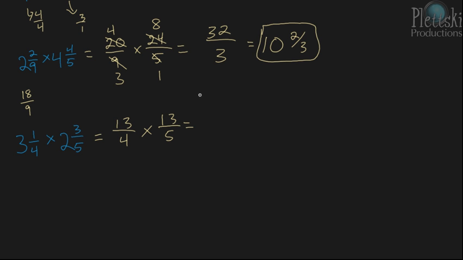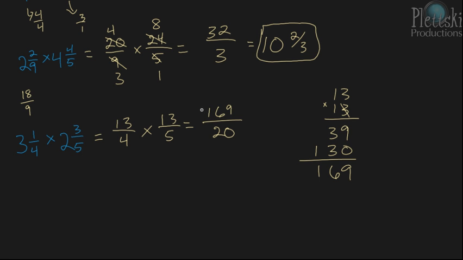So we have 3 1/4 times 2 3/5. So that's going to give us, well, 13 times 13. And if you don't know that one, let's just show it here. So 3 times 3 is 9. 3 times 1 is 3. Bring down a 0. 1 times 3 and 1 times 1. And then you add those. So 13 times 13 is 169. So that'll be our numerator. And then the denominator is 4 times 5, which is 20.